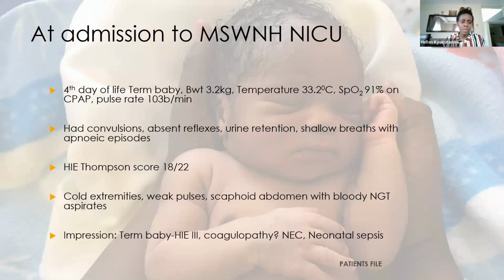Notably, this baby also had cold extremities, had weak pulses, the abdomen was scaphoid, and had been referred with an NG tube in situ, which had bloody aspirates. When we admitted this baby, the baby was very sick, so the diagnosis we had was HIE3. Because of the bleeding, we thought the baby was having a coagulopathy, but we were also cognizant that there was a differential diagnosis of NEC.